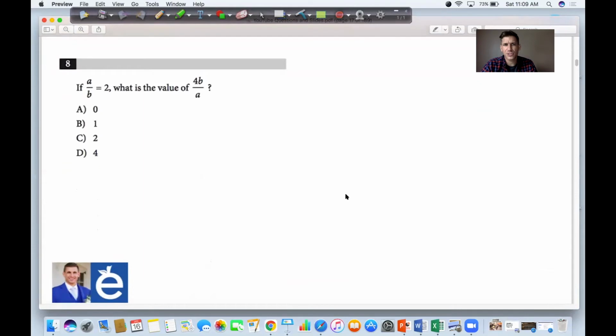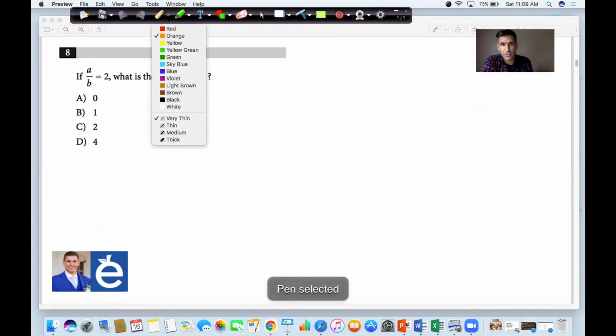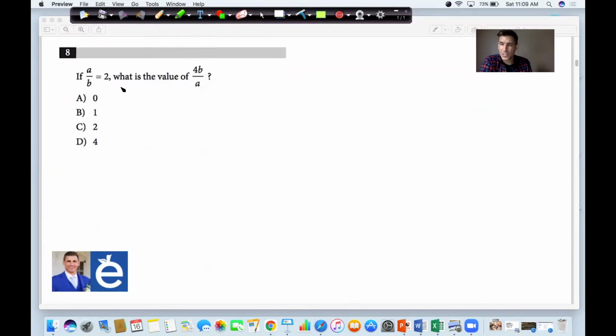Now, arguably, algebraic expressions is probably one of the easier topics covered on the SAT. But I want to make sure you understand how to interpret them and know what to do. These are more of the classic problems you would expect. Here it says, if A over B equals 2, what is the value of 4B over A? What you need to figure out, and this is what you want to circle, is what is given, as we've talked about before, and how you're going to utilize that given in order to solve for this expression.